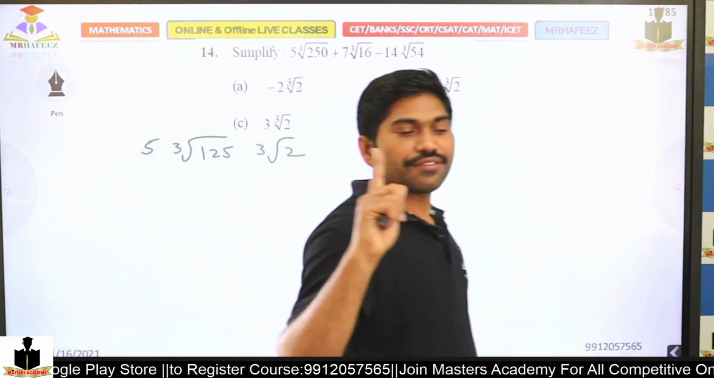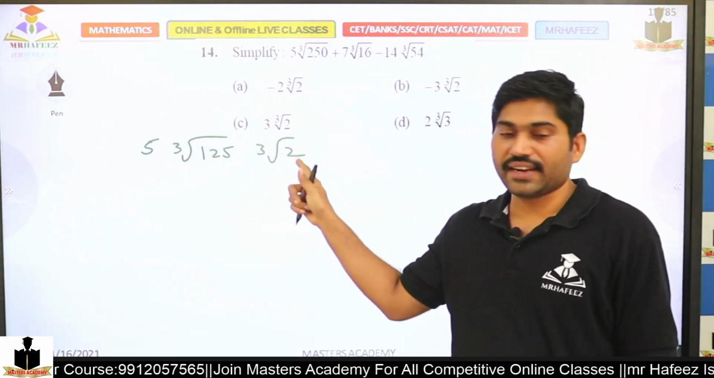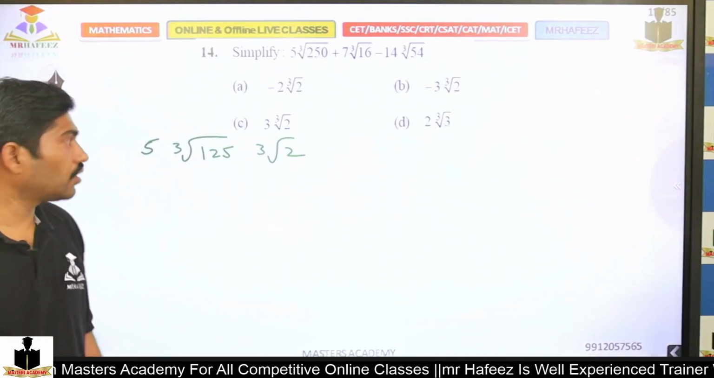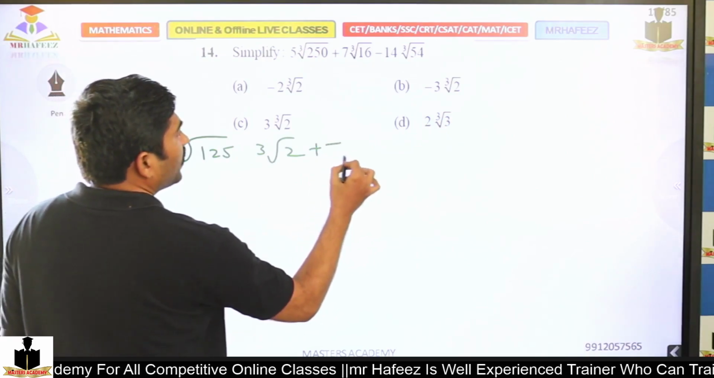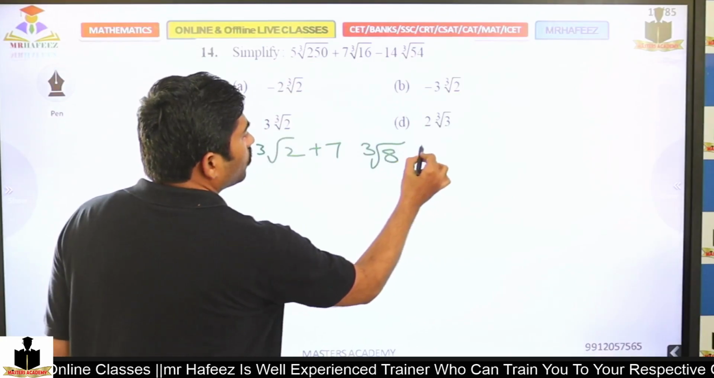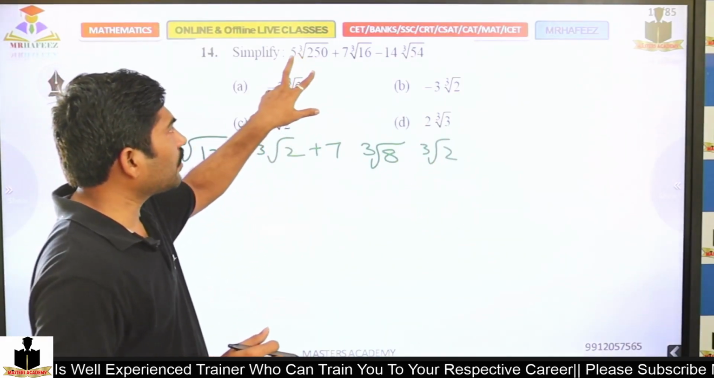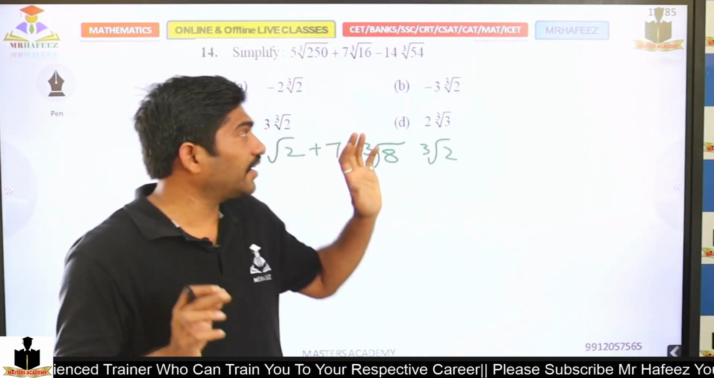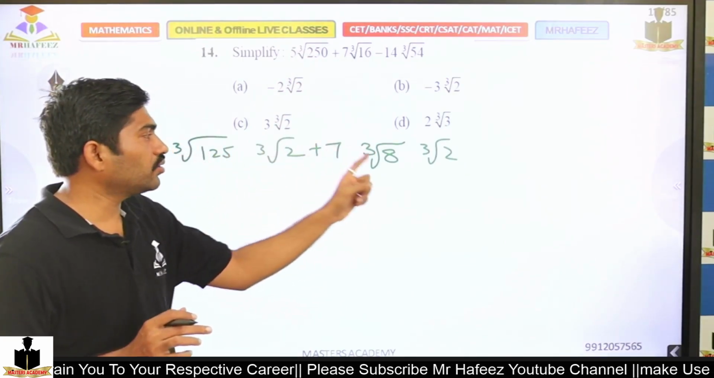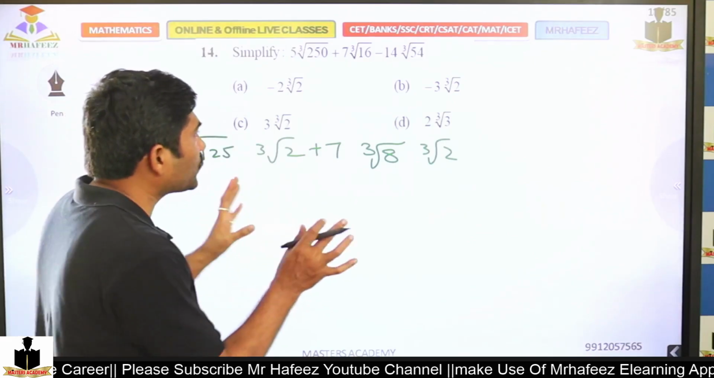The first term, 5 times cube root of 250, can be written as cube root of 125 and cube root of 2. Okay. In the same manner 7 cube root, so cube root 8 times 2. So cube root 8, cube root 2. Why am I doing it like this? Because at first glance I understood that 125 is a perfect cube and 8 is a perfect cube. Cube root 2 is leftover. So that's why I am just keeping it.